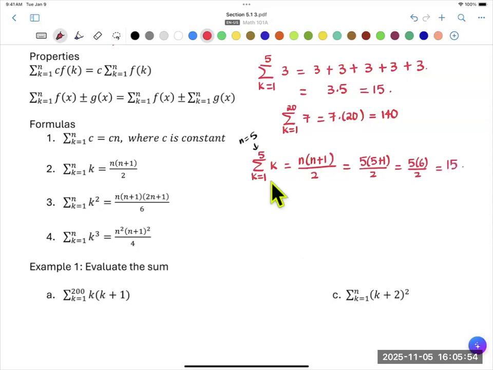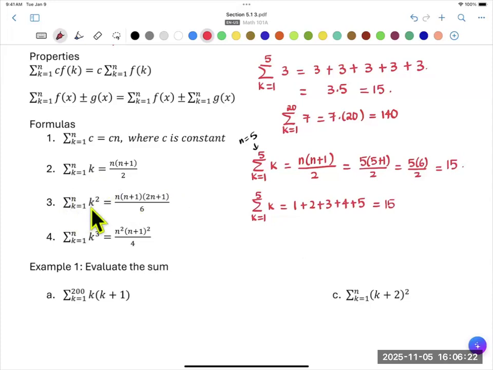Okay, and let's see if we expand this, do we get 15? So the summation of k from k equals 1 to 5 of k will be 1 plus 2 plus 3 plus 4 plus 5, and that actually gives you 15. Okay, so they are the same thing. The formula is actually derived using the arithmetic sequence. Okay, you will see that later.